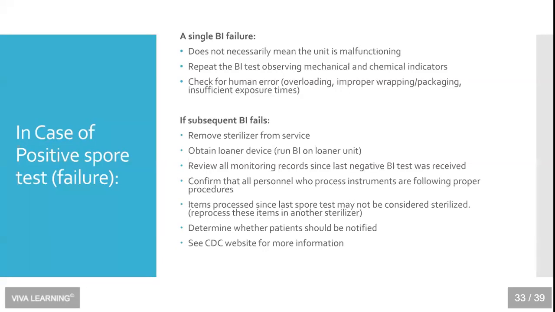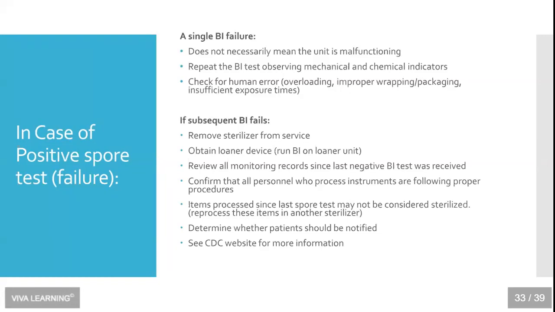Now, if your subsequent biological indicator fails, then stop, remove your sterilizer from service, obtain a loaner device. Hopefully you have a second device in your office so you do not have to stop practicing dentistry that day. Review all your monitoring records since the last time you had a negative BI test. Confirm that all personnel who process instruments are following proper procedures, and retrieve all of the items since the last spore test because they may not be considered sterilized.